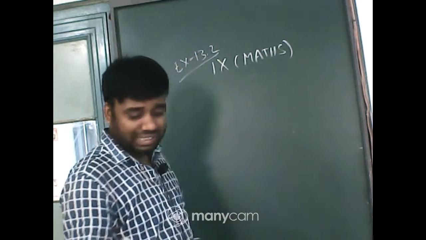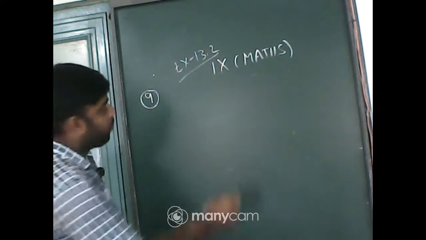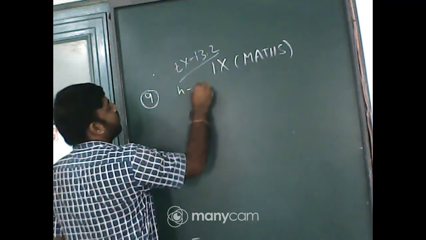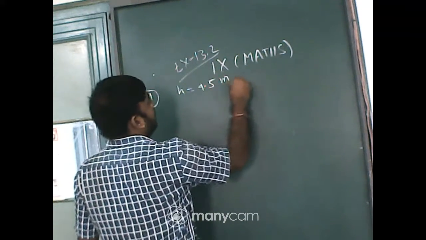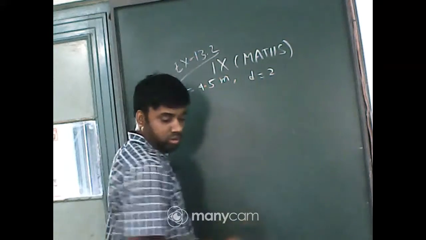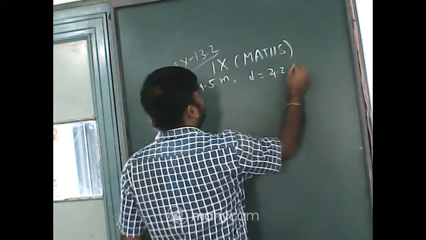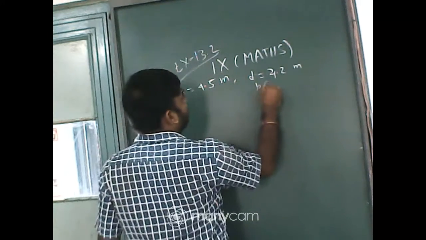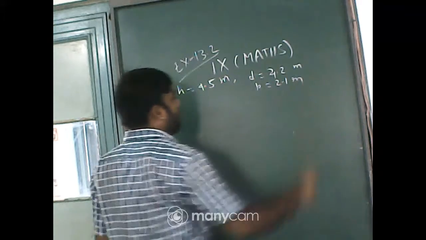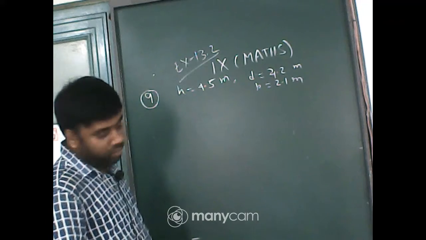As it is a closed cylinder, the height is given, 4.5 meter, diameter 4.2 meter. So what will be the radius? Radius is 4.2 by 2, that is 2.1 meter. Any problem up to this, anyone? Radius is 2.1 meter. Okay, got it.